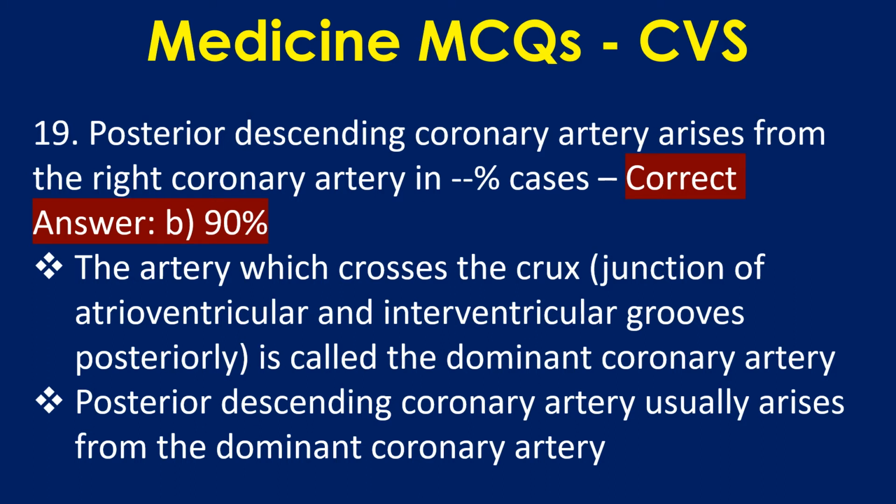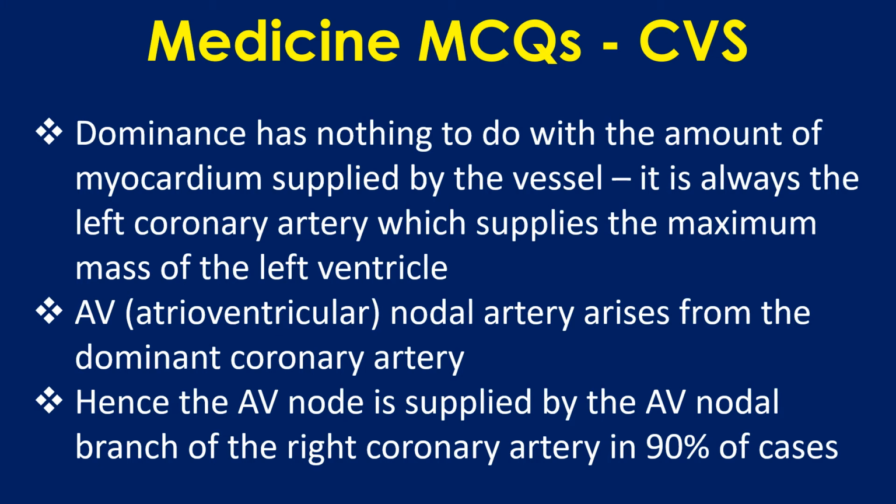The artery which crosses the crux, that is the junction of atrioventricular and interventricular grooves posteriorly, is called the dominant coronary artery. Posterior descending coronary artery usually arises from the dominant coronary artery. Dominance has nothing to do with the amount of myocardium supplied by the vessel. It is always the left coronary artery which supplies the maximum mass of the left ventricle.